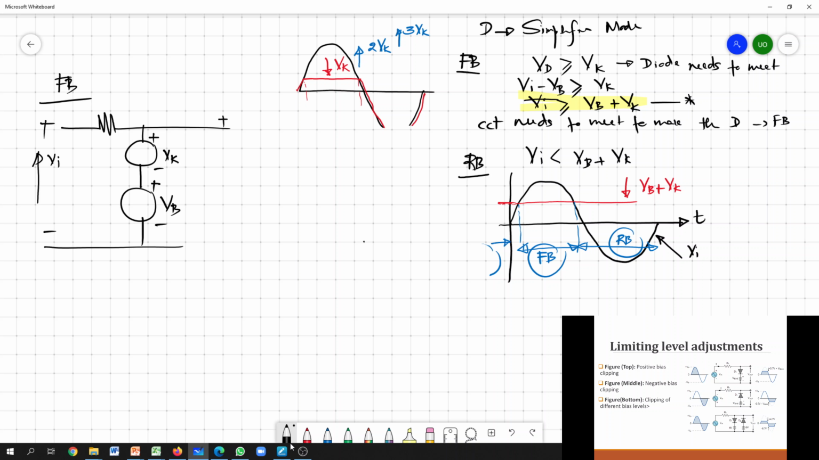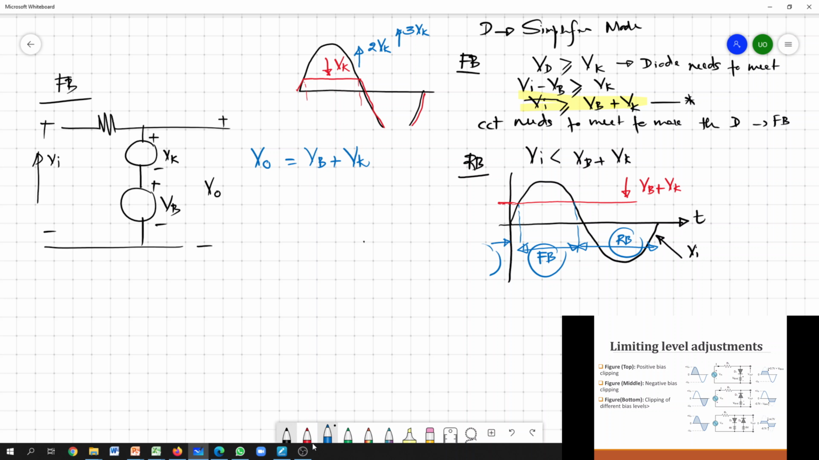This is the output voltage. If you connect a voltmeter here, you can measure the sum of these two voltages. So the output would be VB plus VK. This is for the forward bias scenario.